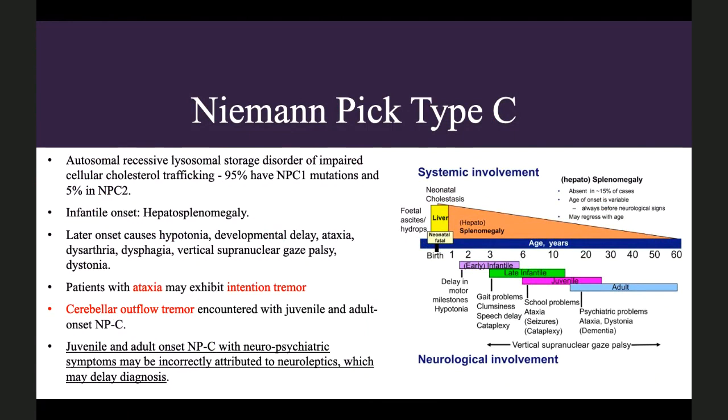Patients with ataxia may exhibit intention tremor, but in the juvenile and adult onset NPC, we can also sometimes see a cerebellar outflow tremor. It's important to note that juvenile and adult onset NPC with neuropsychiatric symptoms is incorrectly attributed to neuroleptics because of the symptomatology, and this may delay diagnosis.